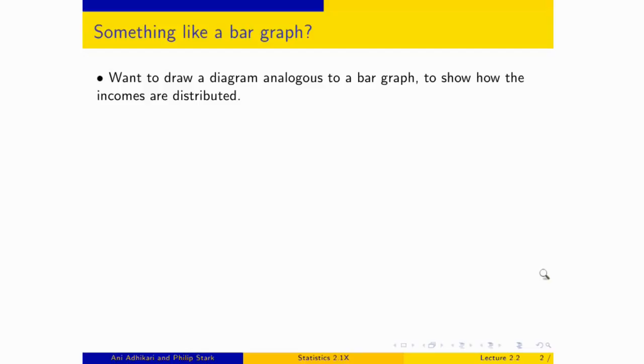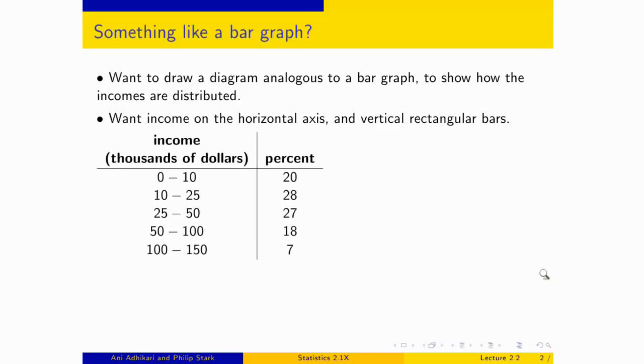And what does that mean? Well, we need a horizontal axis, and so we're going to show incomes on the horizontal axis, and we want vertical rectangular bars. So now I know what my horizontal axis is going to look like, and now I need to know how to draw the vertical bars, for which I need the heights of the bars. So let's go back and take a look at our data, and there's the same table again.